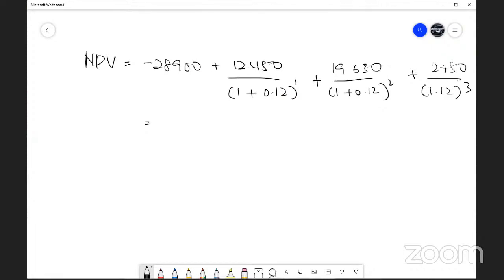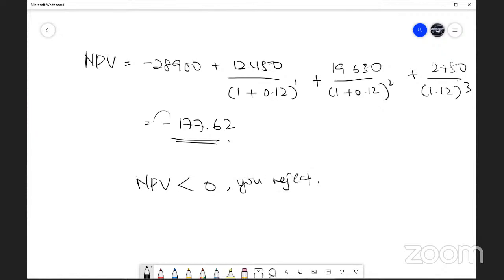Don't be afraid of mistakes. It's fair to have mistakes. Trisha got it, negative 177.62. All right. Sauchen also. So negative 177.62. So as long as NPV is less than 0, you reject. So in this case, it's negative. Therefore, you reject. Very good.